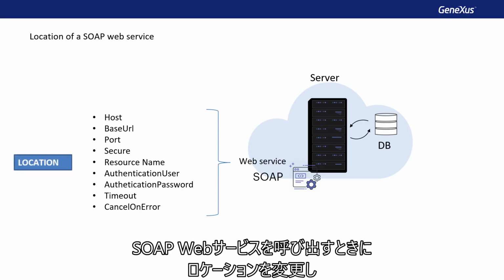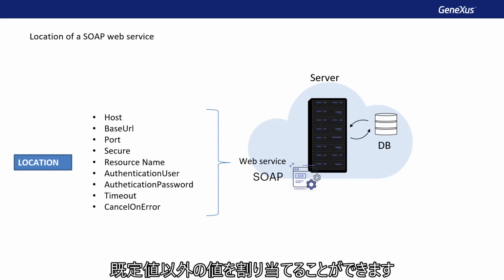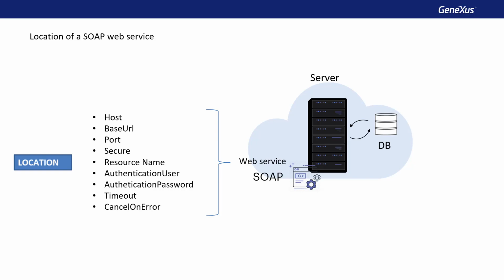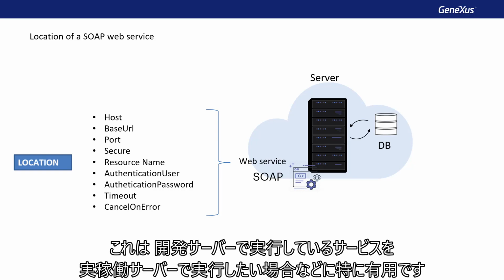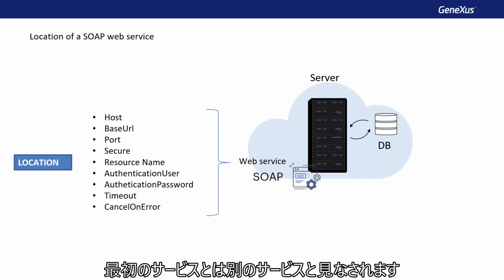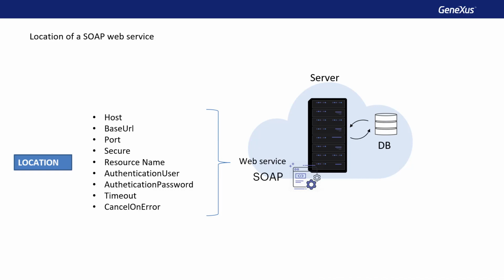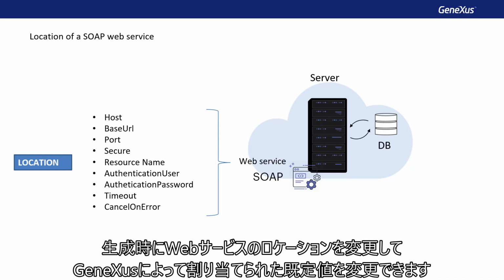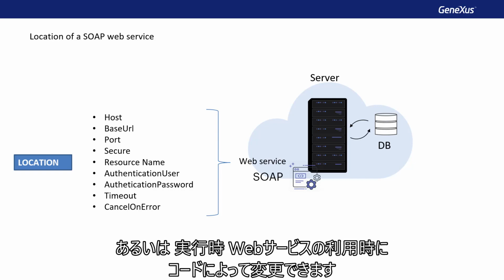When invoking a SOAP web service, it's possible to change its location and assign other values than the default ones. This is particularly useful when, for example, we're running a service on a development server and we want to run it on a production server. Although the code that's executed is the same, when the host address and other properties are changed, it's considered a different service from the first one. We can change the location of a web service at generation time to change the default values assigned by GeneXus, or at runtime by code when we consume the web service.